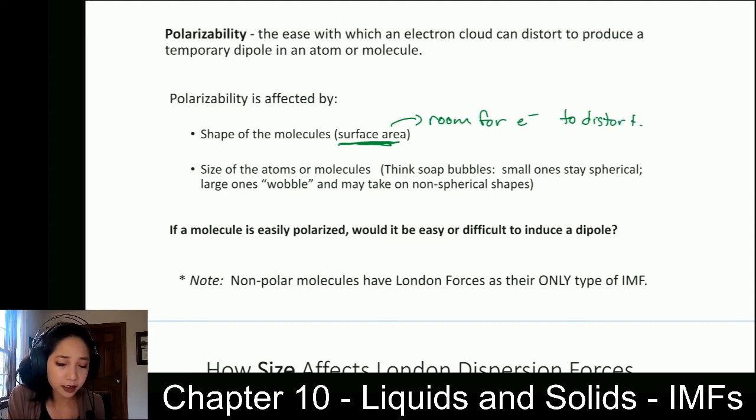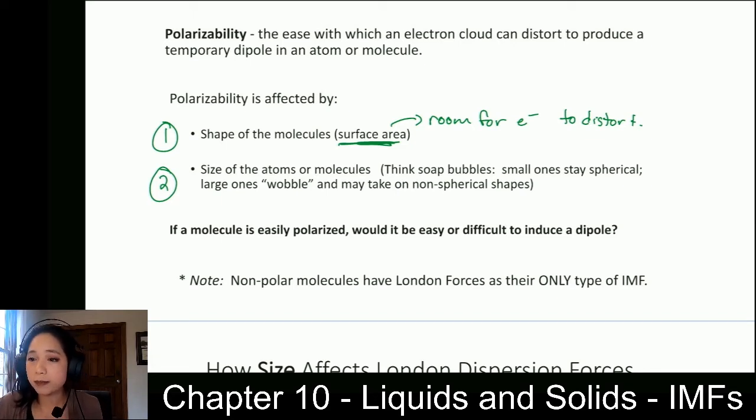The second factor that polarizability is affected by is the size of the atom. Size can tell you how many electrons are present in an atom or molecule, and if there are more electrons around, there are more electrons to distort. Or you can think about it this way: larger atoms can distort themselves more. If you think of soap bubbles, a tiny bubble stays in one spherical shape. But a really big bubble can distort itself and wobble and take on non-spherical shapes.